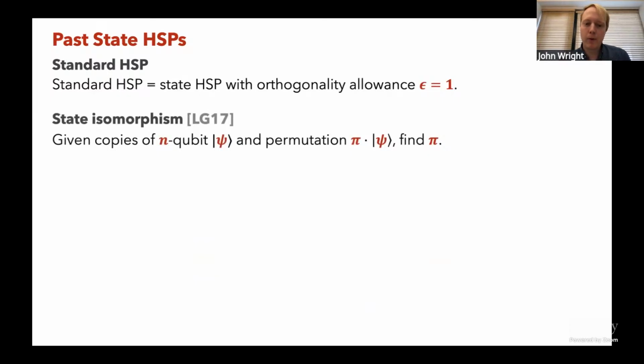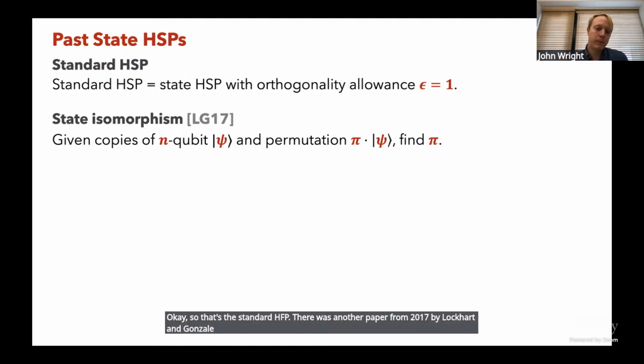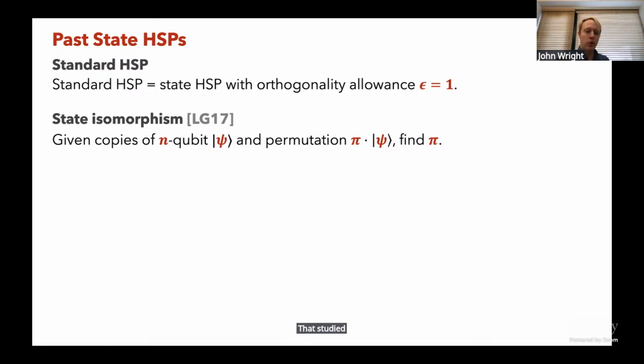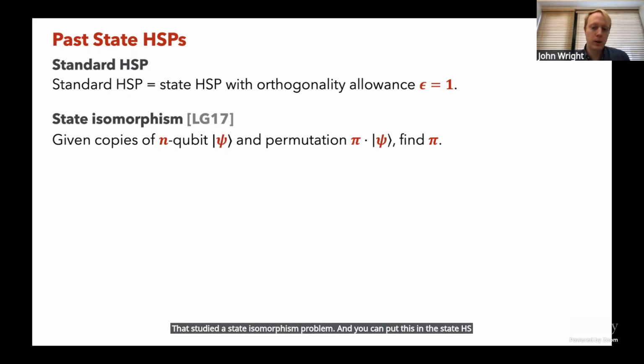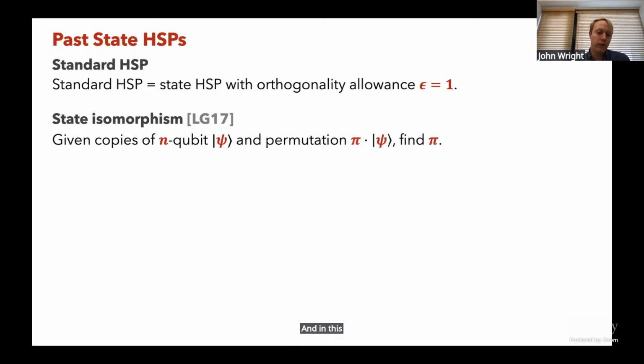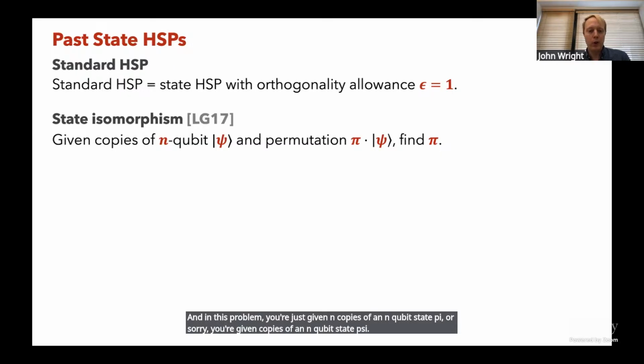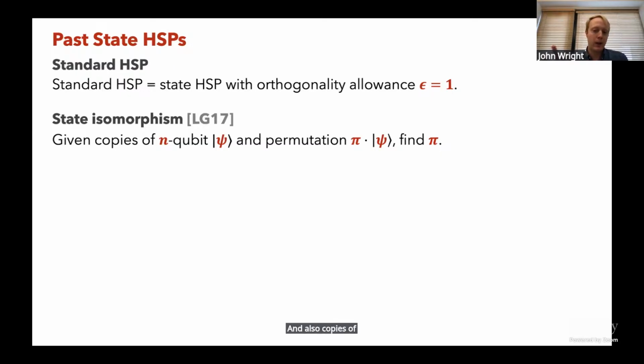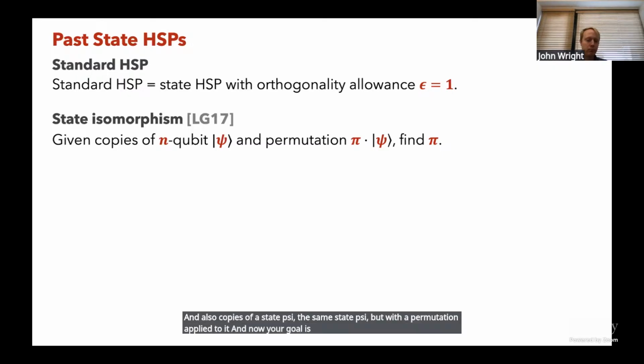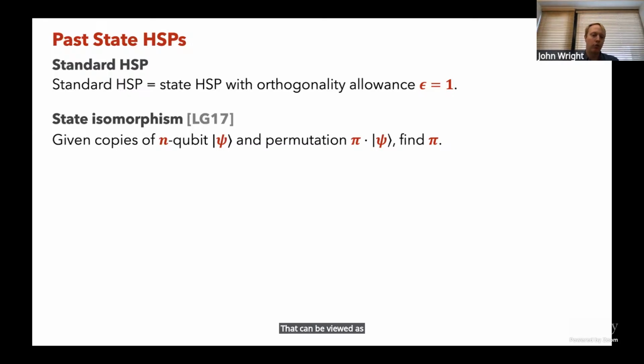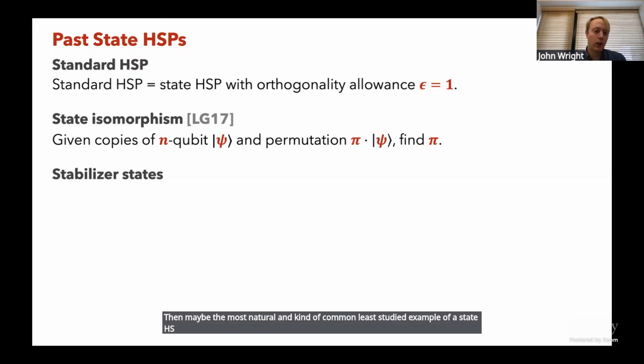There was another paper from 2017 by Lockhart and Gonzalez-Guillen that studied a state isomorphism problem, and you can put this in the state HSP framework very naturally. In this problem, you're given copies of an n-qubit state psi, and also copies of the same state psi, but with a permutation applied to it. And now your goal is to find pi. So that can be viewed as an example of a state HSP problem. Then maybe the most natural and commonly studied example of a state HSP problem that already exists in the literature is the case of stabilizer states.